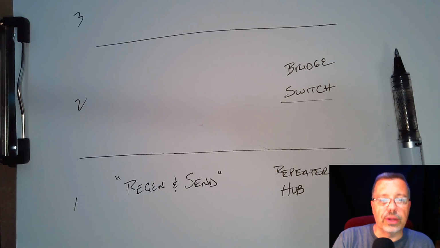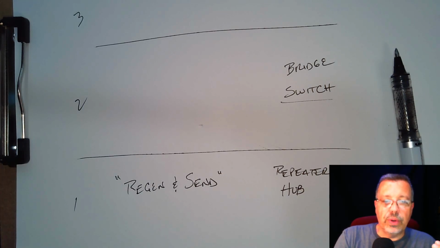It can filter and direct traffic based on MAC. It says destination address there, but it's actually MAC. It will build this learning, filtering, bridging table.